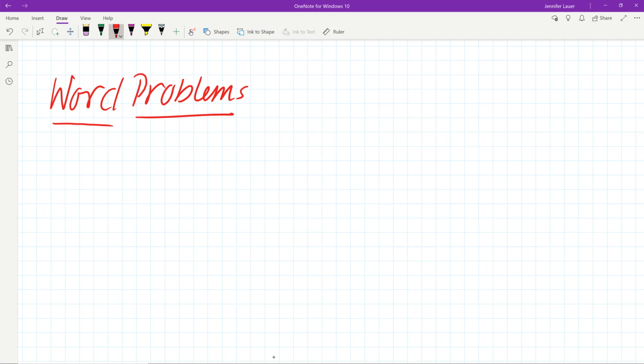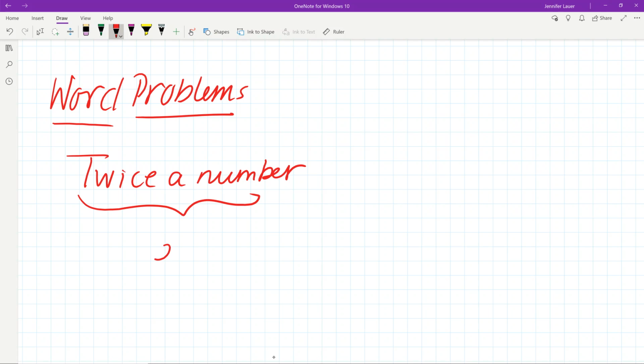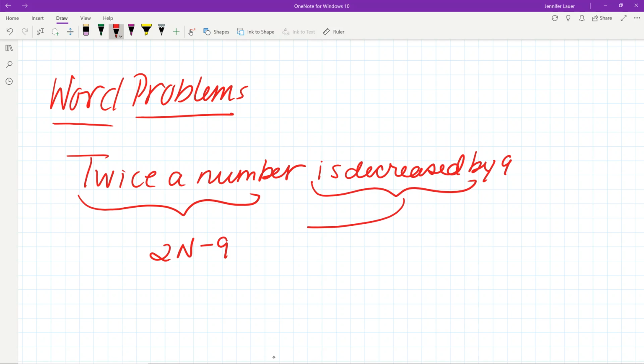This problem is being pulled from your Saxon textbook, Lesson 5, Number 1. And I'm going to write it. It says twice a number. So how do we write twice a number? That's how you write twice a number. Then it says is decreased by 9. Well, how do you write that? If we're going to decrease twice that number by 9, so that's that part.